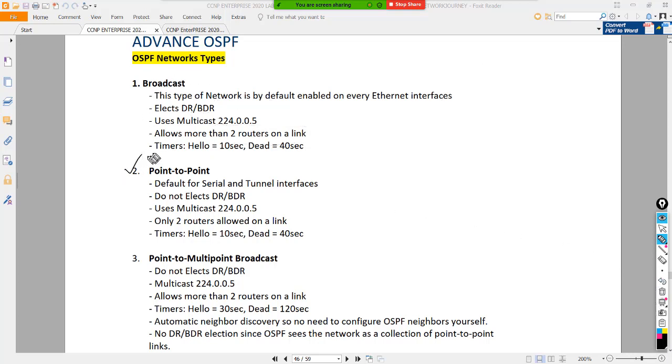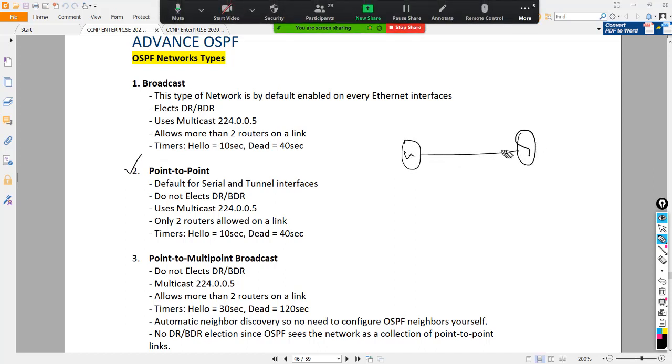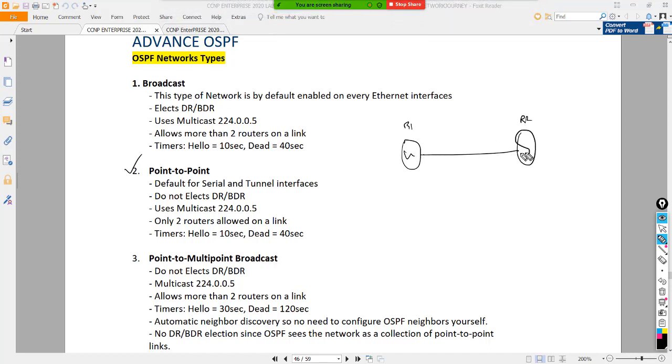Now regarding point to point, when do you say point to point? When you have two routers connected opposite each other. Let's say this is R1 and this is R2. They are connected in opposite directions. They don't have any intermediate switch or anything. They are just connected point to point.